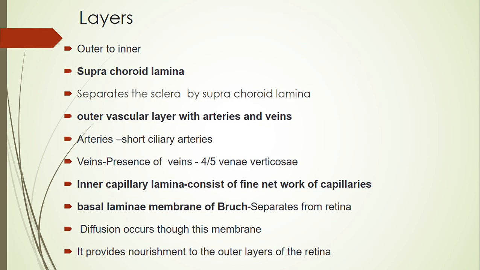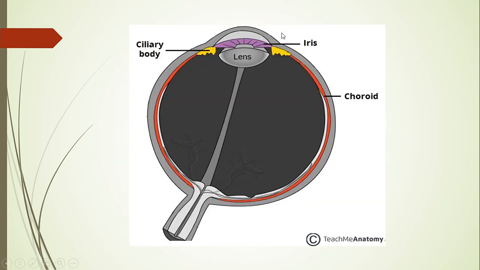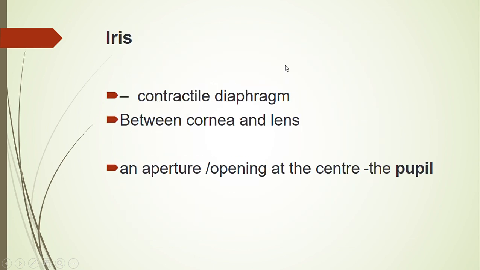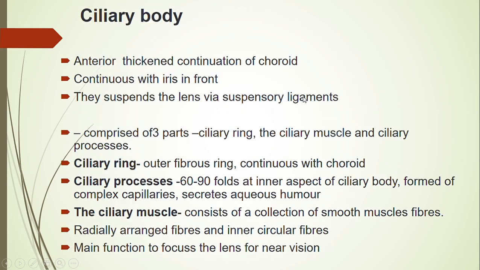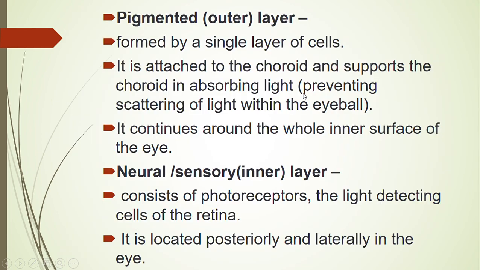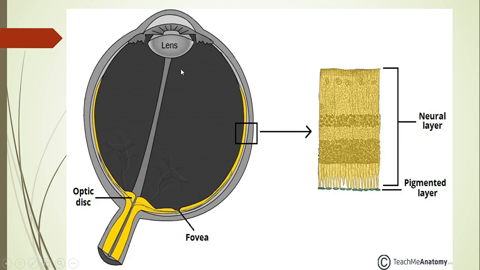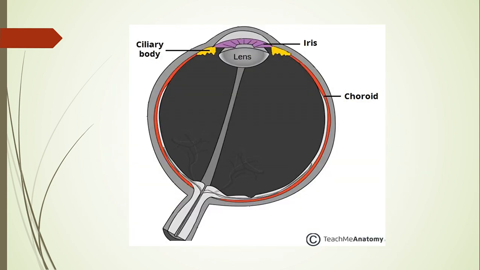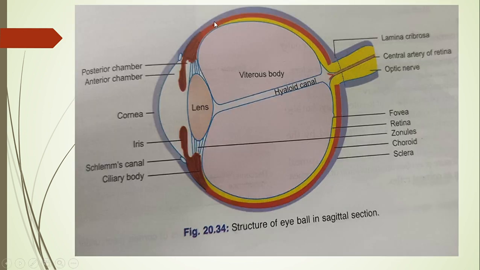The layers of the choroid. We can see in this diagram the position of the choroid, ciliary body and the iris. The choroid can again be seen in different layers. Let me show you the diagram of the choroid.